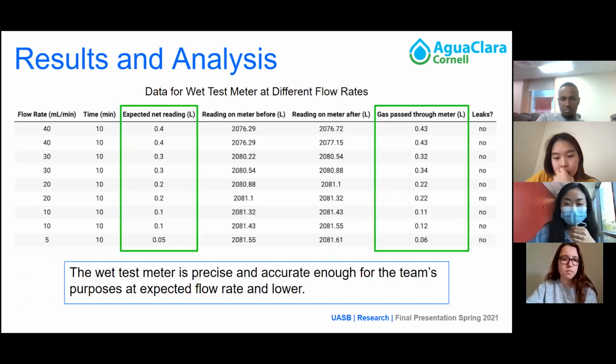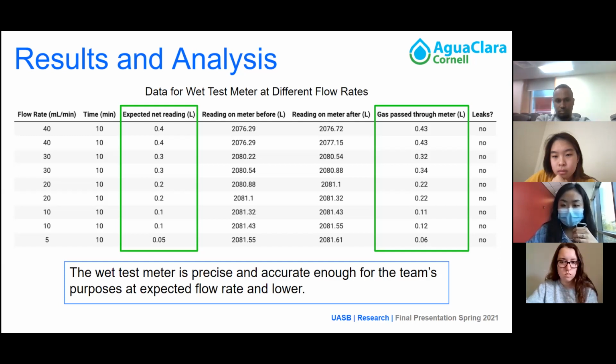Here you can see our data for the wet test meter. We started at 40 milliliters per minute since that was a calculated flow rate from the biogas calculations Erica discussed, and worked down from there. For the majority of the flow rates, we did 2 trials to test the precision of the wet test meter, as seen in the table.